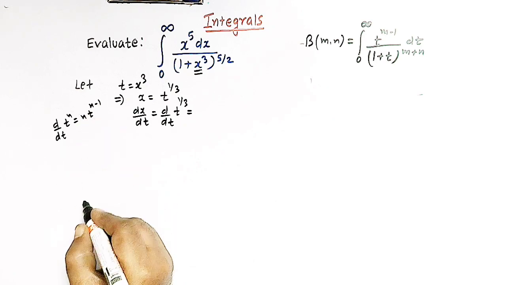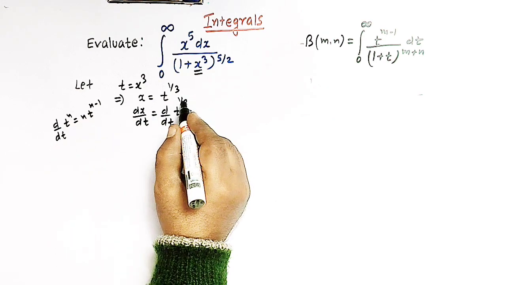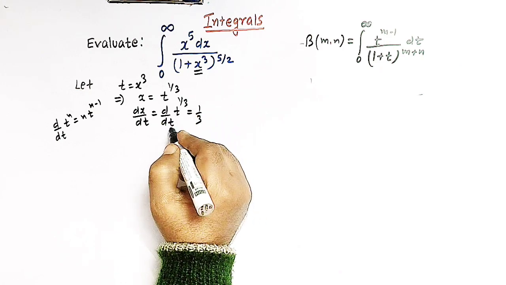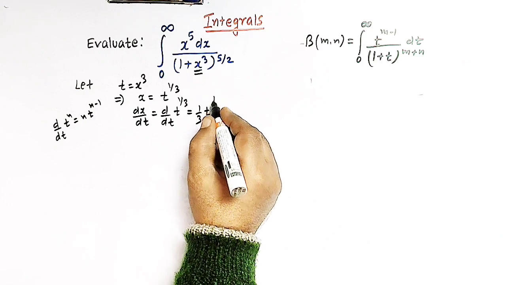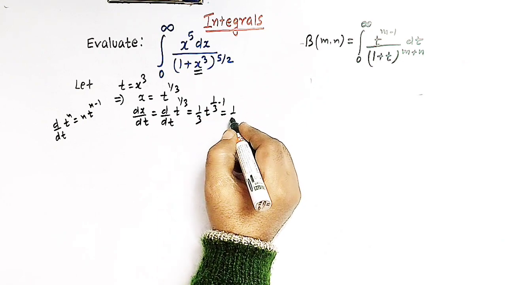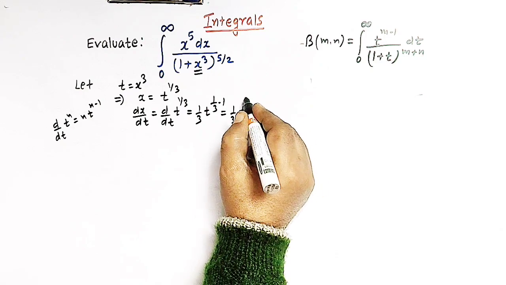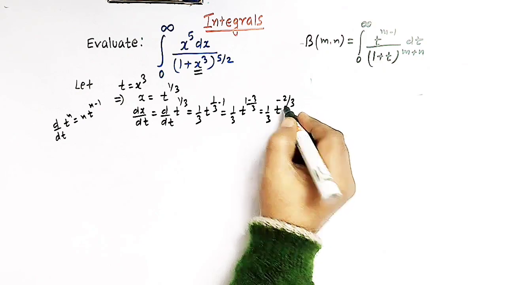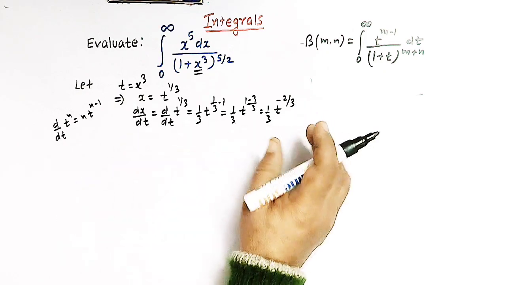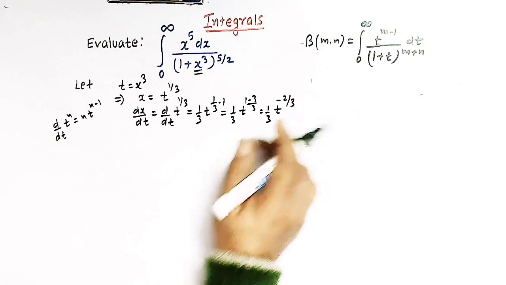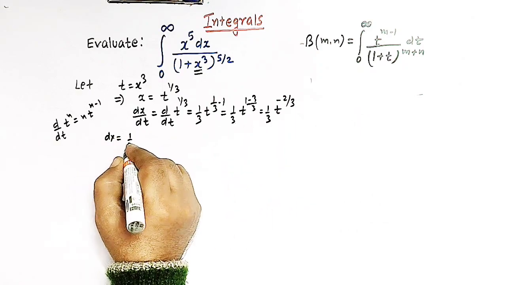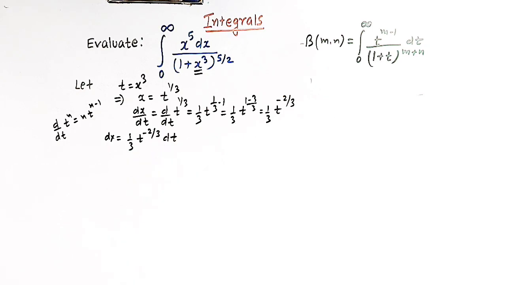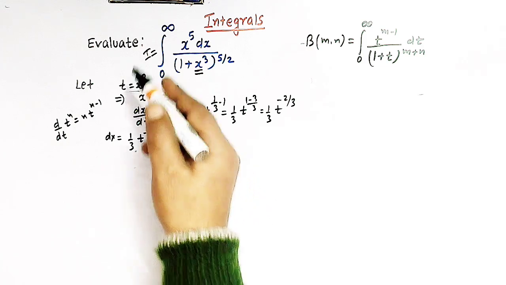we have n t raised to n minus 1, right? So here the value of n is 1 over 3. So we have the derivative of t raised to 1 over 3 with respect to t as 1 over 3 t raised to 1 over 3 minus 1. So this is 1 over 3 t raised to 1 minus 3 over 3, that is 1 over 3 t raised to minus 2 over 3. So now dx over dt is equal to this expression. So now we can write dx is equal to 1 over 3 t raised to minus 2 over 3 dt. So now let us change the limits accordingly.